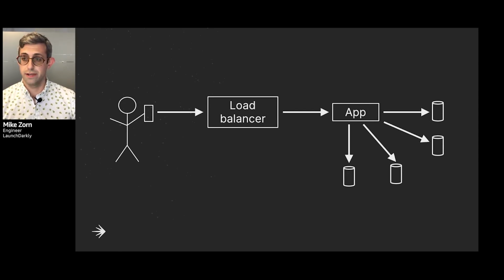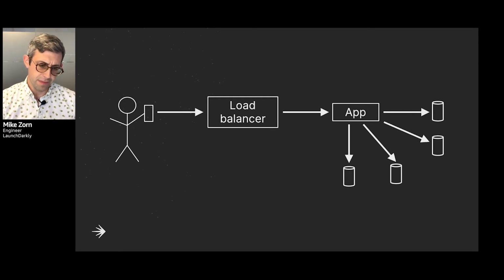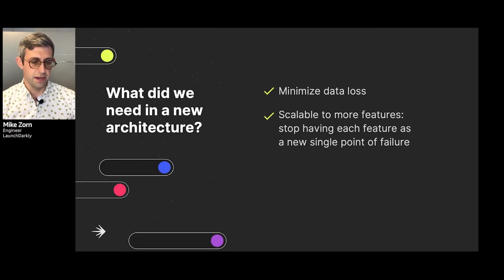When we were just showing flag statuses, that wasn't horrible. But we needed a new architecture because we wanted to invest in some new features like experimentation, where data loss would be problematic. And we also needed a system that was scalable to more features. Like in this system, every time you added a database, you added a new failure mode if that database went slower. We wanted a system that, when you added a new feature, didn't add a new point of failure for the entire system.